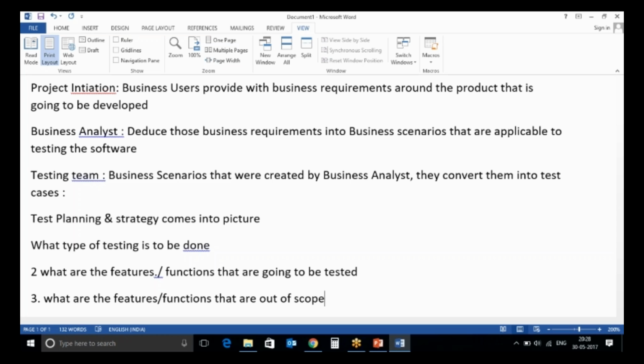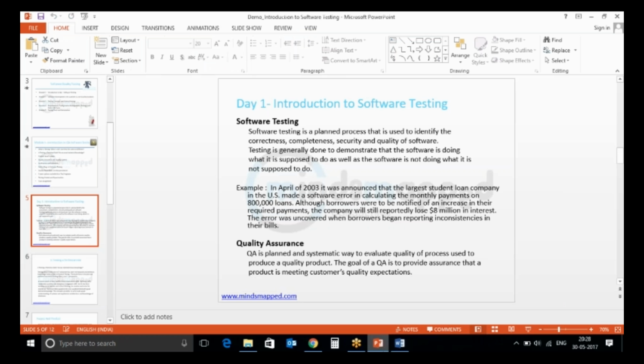Because most of the time, during the starting of the project, the people who were there are no longer there, or have been replaced by other people. So it's very important to document your test plan and your test strategy.